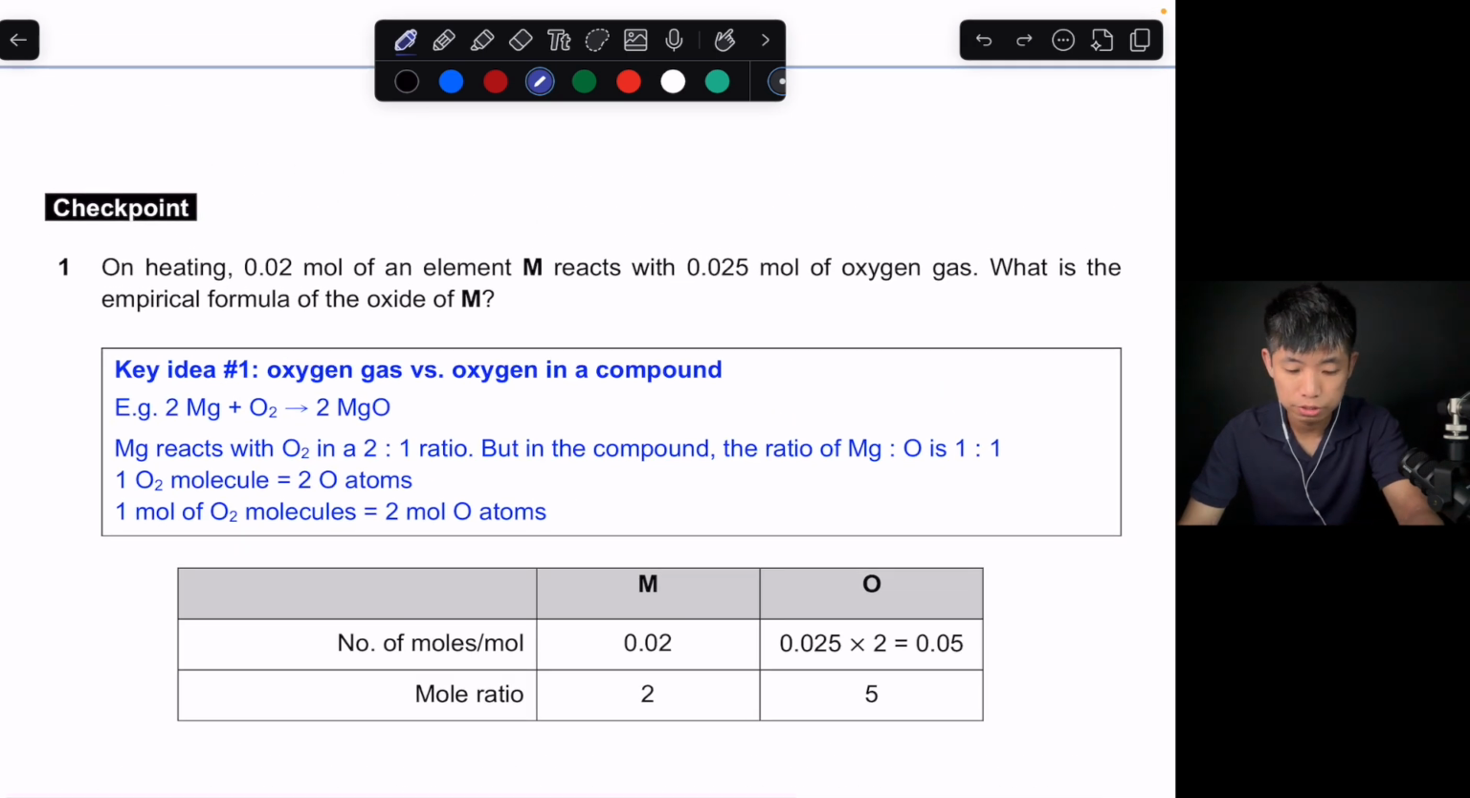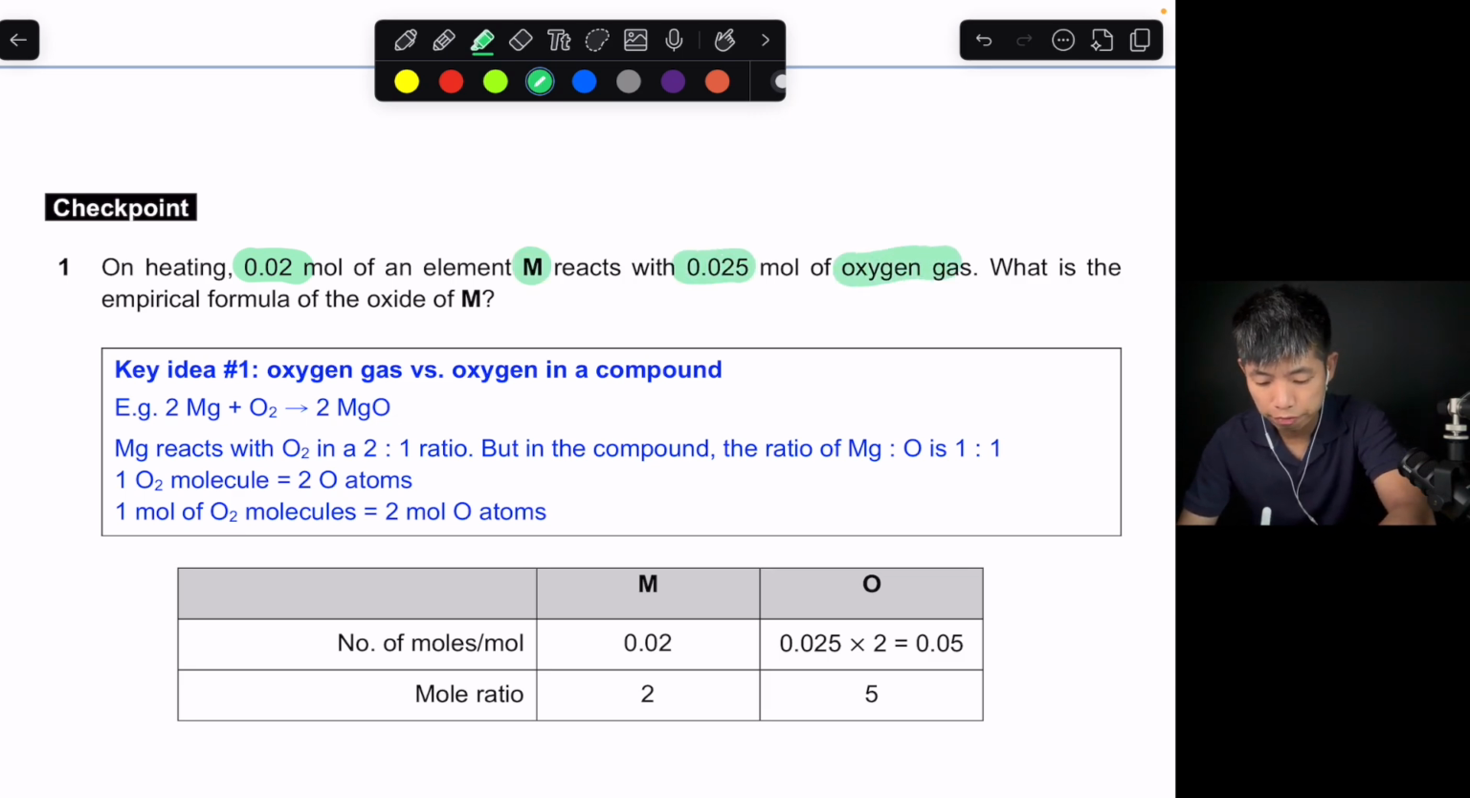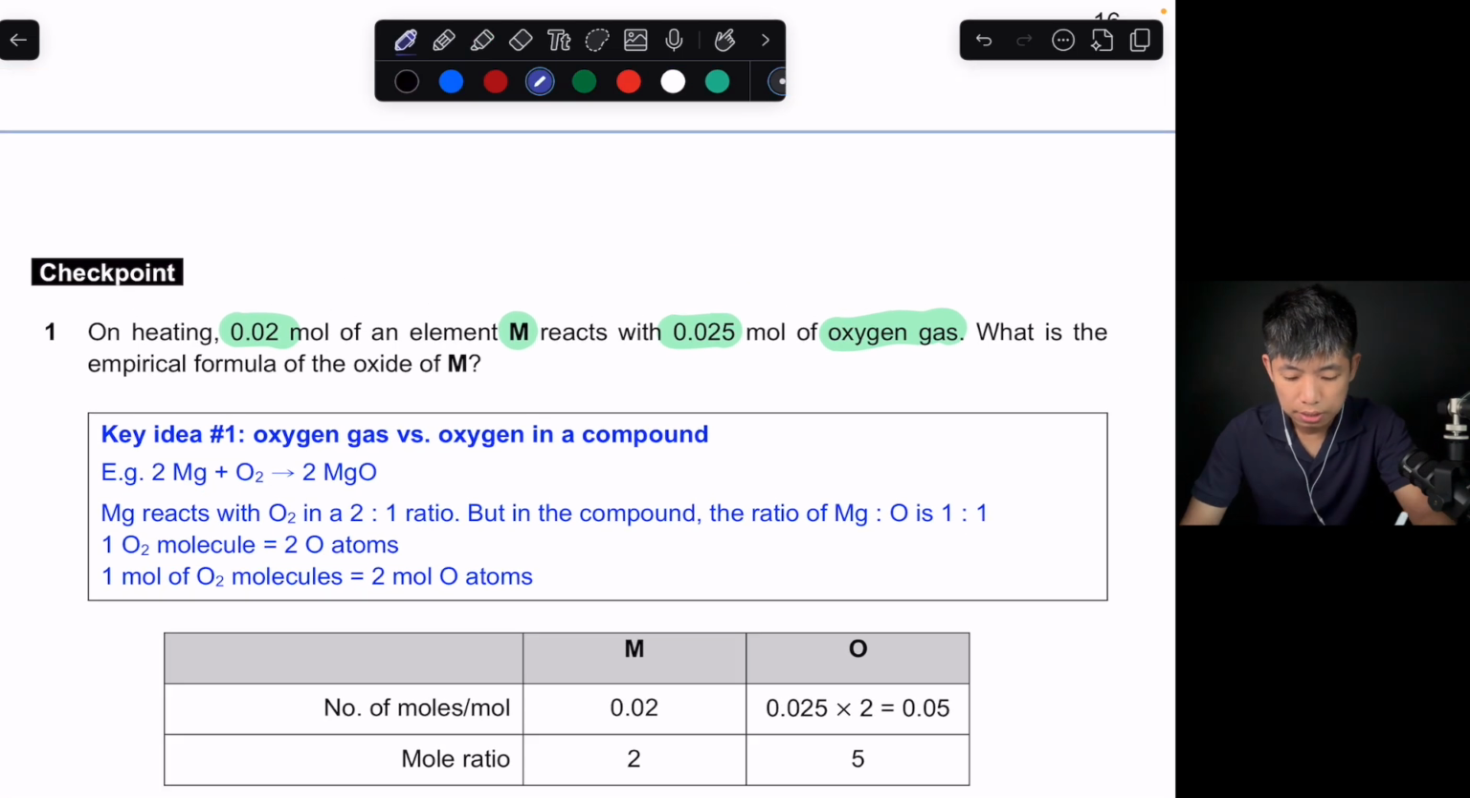Similarly, we're going to do this question where we have an element that reacts with oxygen to form an oxide, and we want to find the empirical formula of the oxide. So I start off with 0.02 mole of an element M reacting with 0.025 mole of oxygen gas. This time round, instead of mass, I give you in moles already. Okay, so we are actually finding the formula of the oxide of M, which is the ratio of M atoms to O atoms.